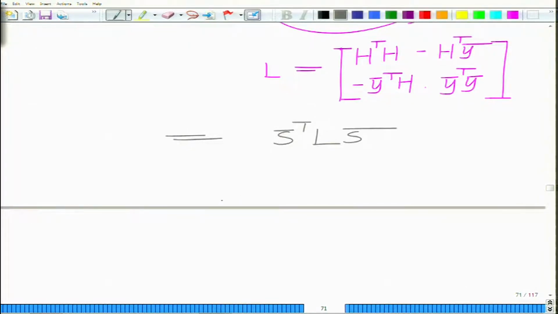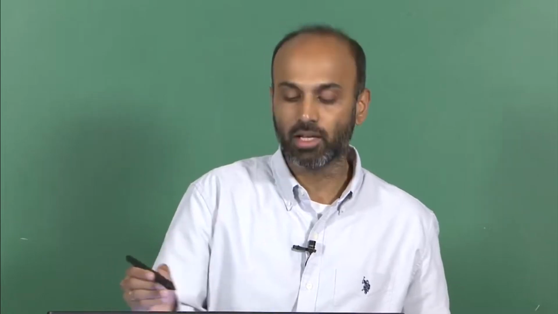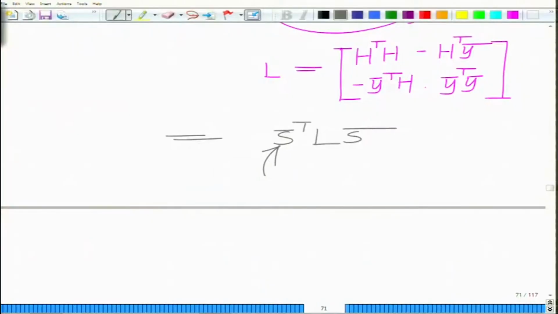So I have recast this as a weighted norm minimization problem, that is, we have written this in the form of S bar transpose L times S bar, where L can be thought of as a weighting matrix. And now I can equivalently minimize this, S bar transpose L S bar.